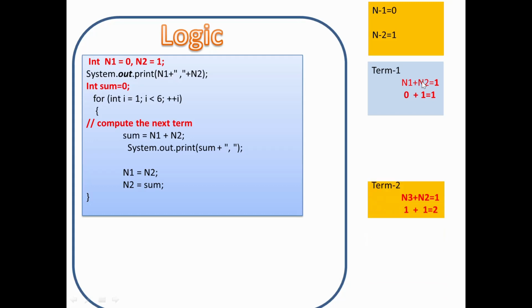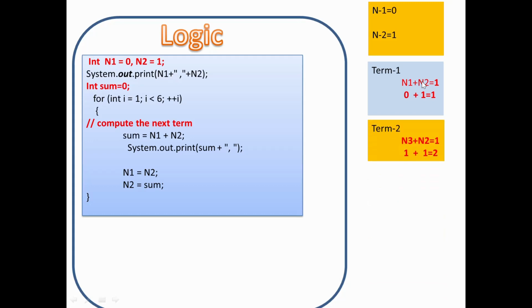Now I am going to print term 2. What is term 2? What is the current value in term 1? It is 1. And what is the previous value? The previous value is also 1.